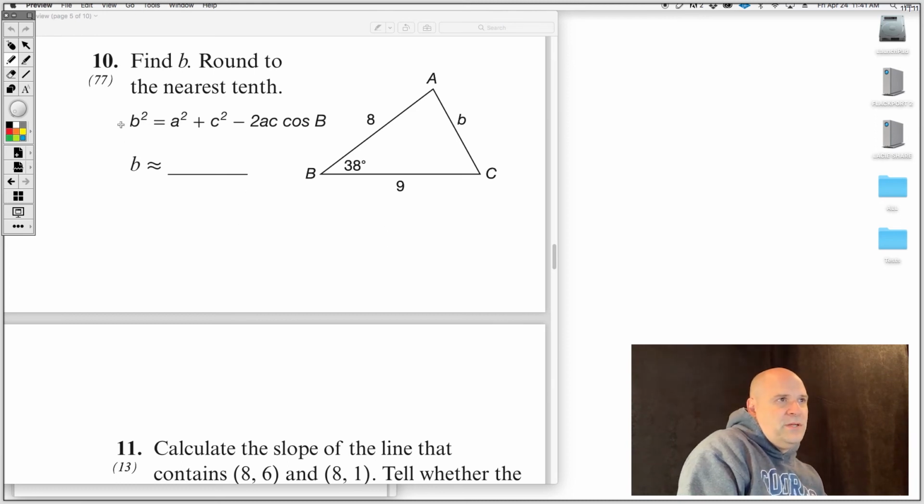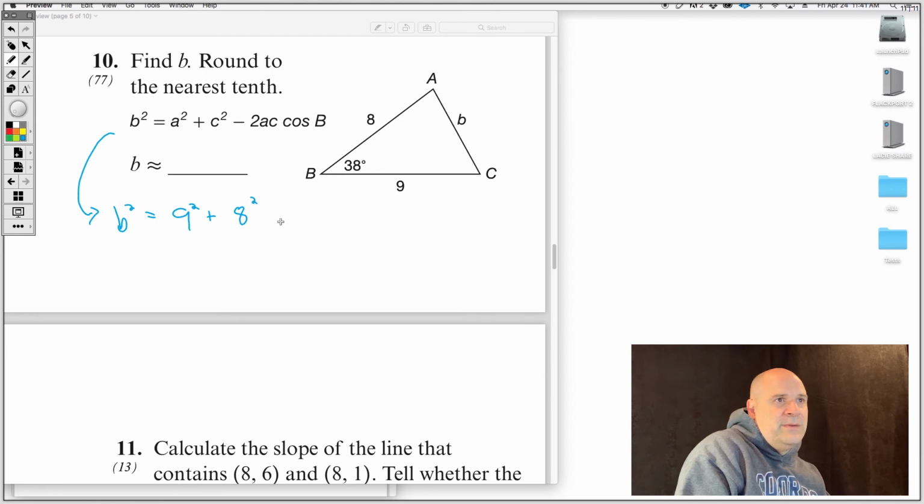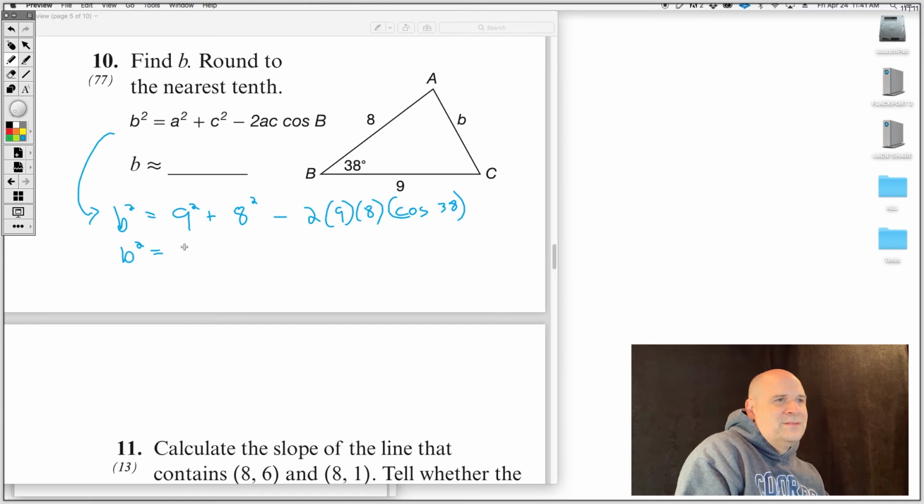So b squared, that's what we're looking for. So b squared equals a squared. Well, what's a? Whatever's opposite of angle A. Remember, that's 9, so that's 9 squared. What's opposite of C? 8. So 8 squared minus 2 times 9 times 8 times the cosine of what's B? 38. Okay, we can do all this. That's pretty awesome. So that's B squared equals 81 plus 64 minus 144 times the cosine of 38.